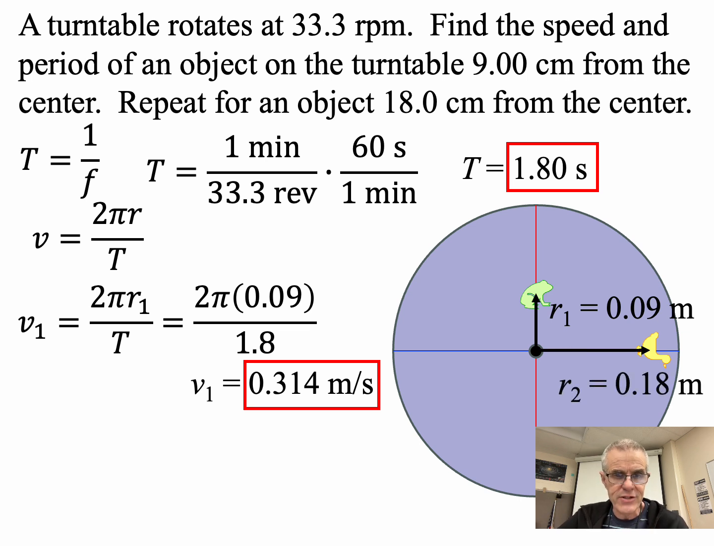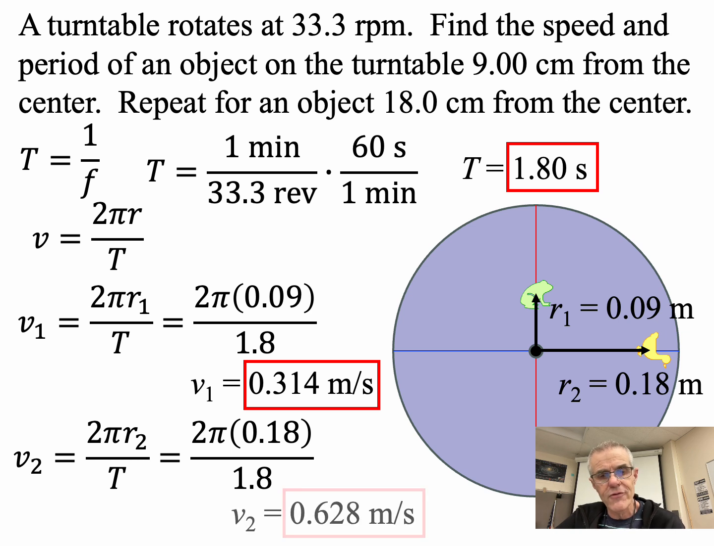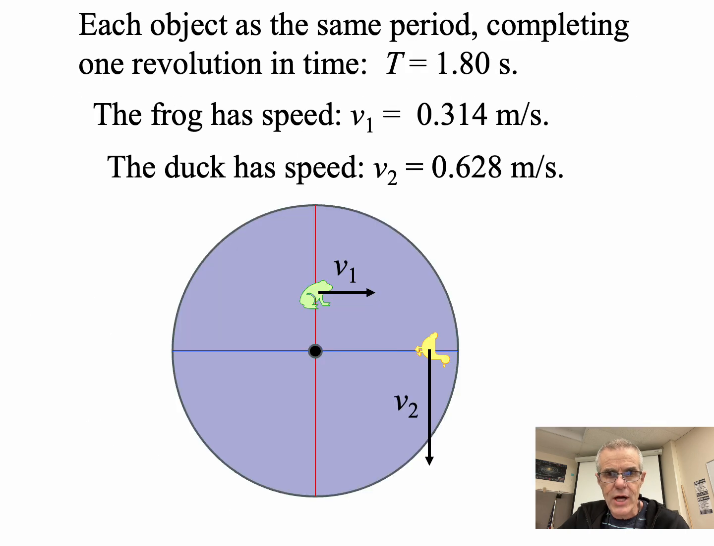But our duck is faster. Why is the duck faster? The duck is faster because it's farther out. It's moving a greater distance in the same amount of time, and therefore it has to have a greater speed. So the speed of the duck, 0.628 meters per second, would be the correct answer for this problem. Summarizing, each object has the same period, 1.8 seconds, and then our two objects have different speeds.